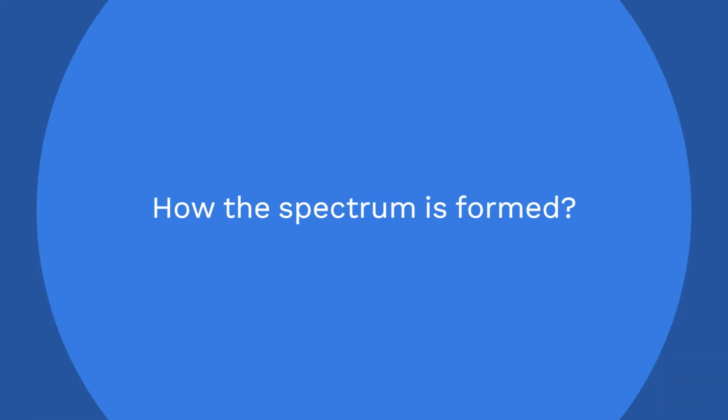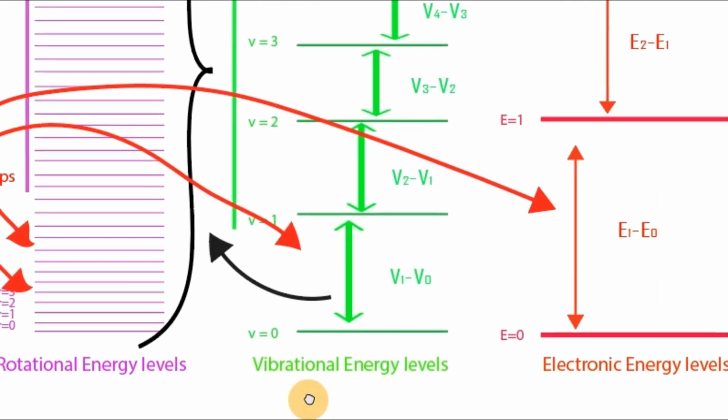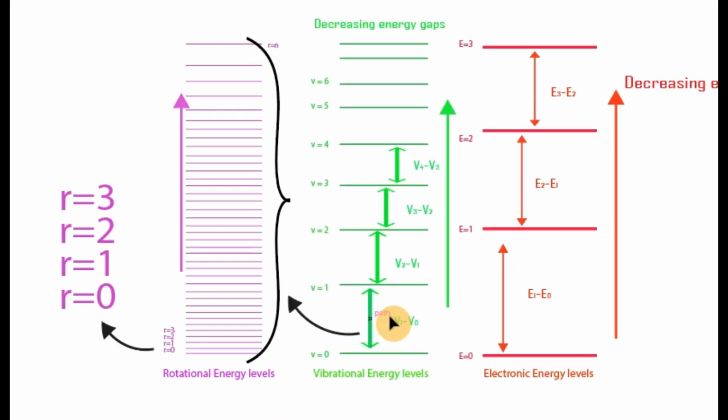So, let's say the energy gap between two rotational energy levels is too small, or less than the energy gap between two vibrational or electronic energy levels, because each vibrational energy level contains several rotational energy levels, so the energy gap between two vibrational energy levels is greater than the energy gaps between two rotational energy levels. In the same way, the energy gap between two electronic energy levels is greater than the energy gap between two vibrational energy levels, as well as the energy gap between two rotational energy levels.